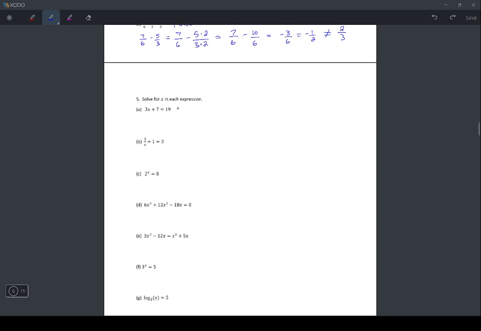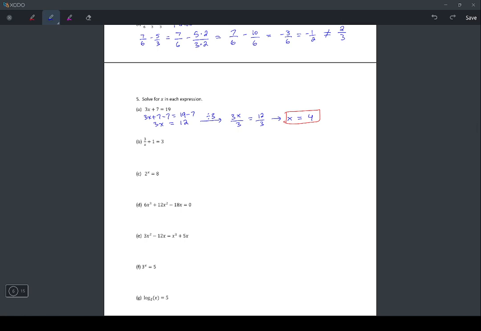My first move is I'm going to subtract 7 from both sides. So 3x plus 7 minus 7 is equal to 19 minus 7. So 3x is equal to 12. Then I'm going to divide both sides by 3. So I'll have 3x over 3 is equal to 12 over 3. And that means x is equal to 4. So that'd be our solution for part A.